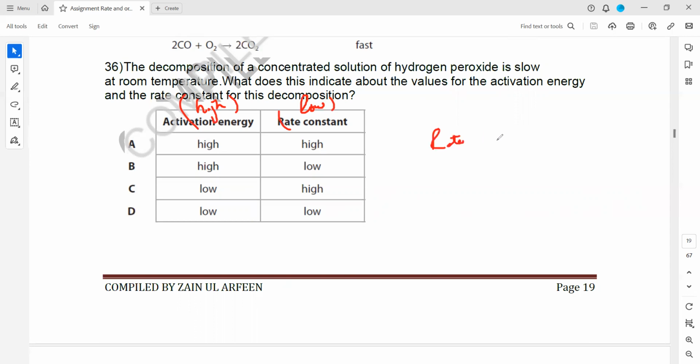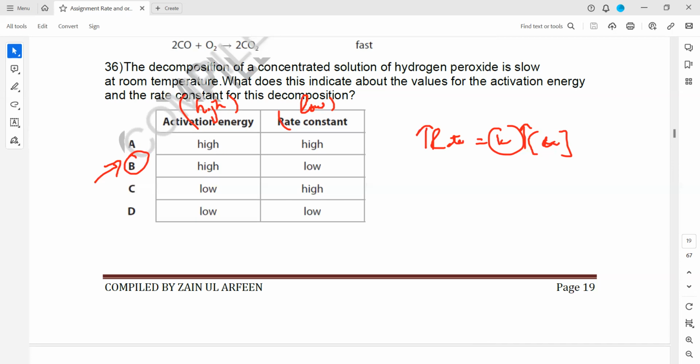Because you can see that rate equals K times the concentration of the reactant. So if the rate constant is lower, the rate will also be slower. If the value of the rate constant is higher, the rate of the reaction will be faster. Always remember that slow reactions have a high activation energy and a smaller value of the rate constant. So B will be the right answer for this one.